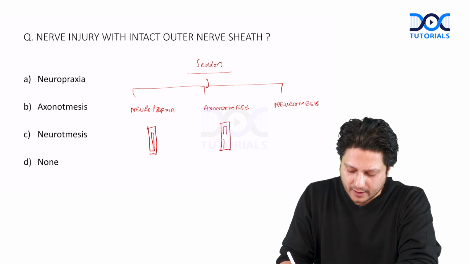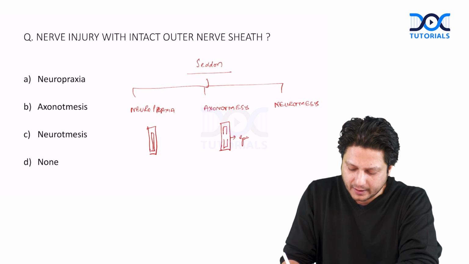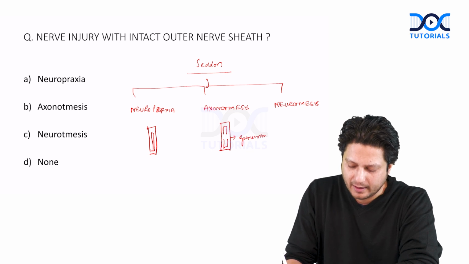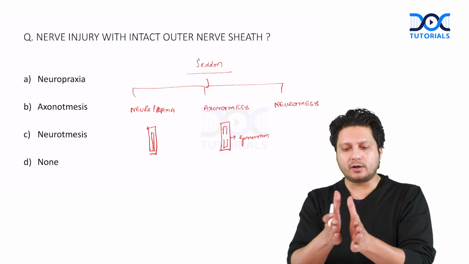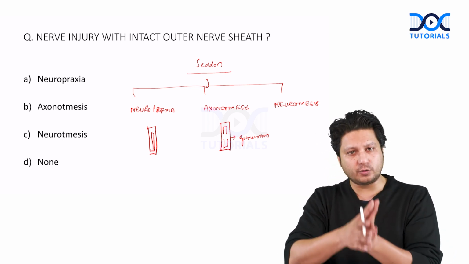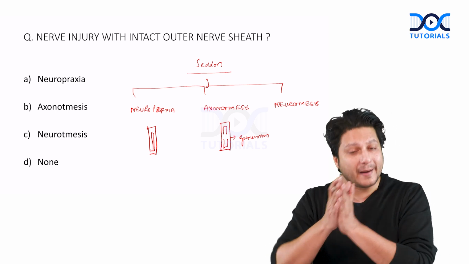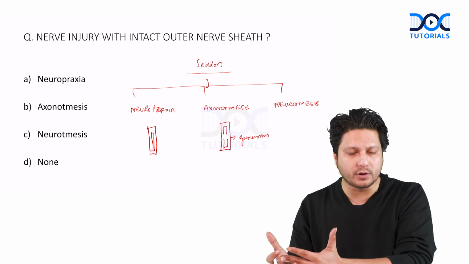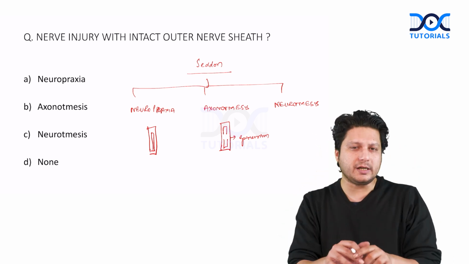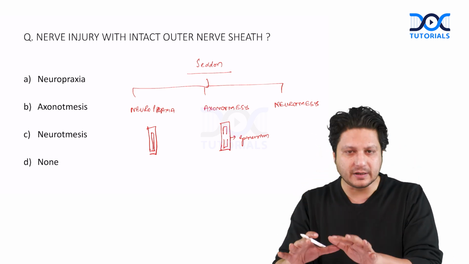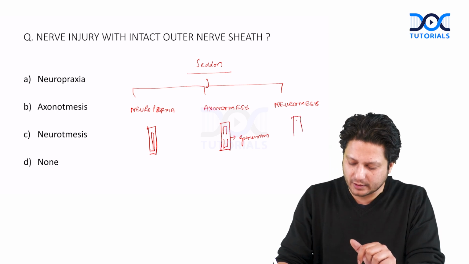The outermost layer of the nerve, that is epineurium, remains intact. Well, inside, any of this structure could be injured. Like there could be injury to the axon, there could be injury to the fascicle, there could be injury to the perineurium, there could be injury to the endoneurium. So any of this structure could be injured inside the nerve, but the outermost sheath, that means epineurium, remains intact. While in case of neurotmesis, what is happening?